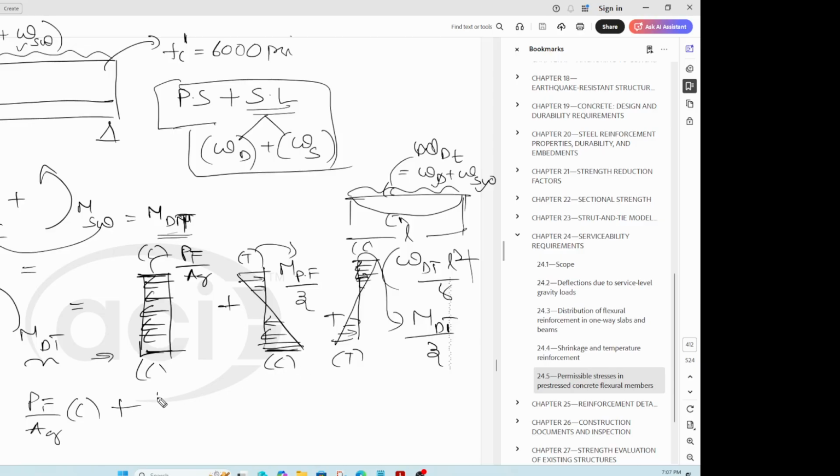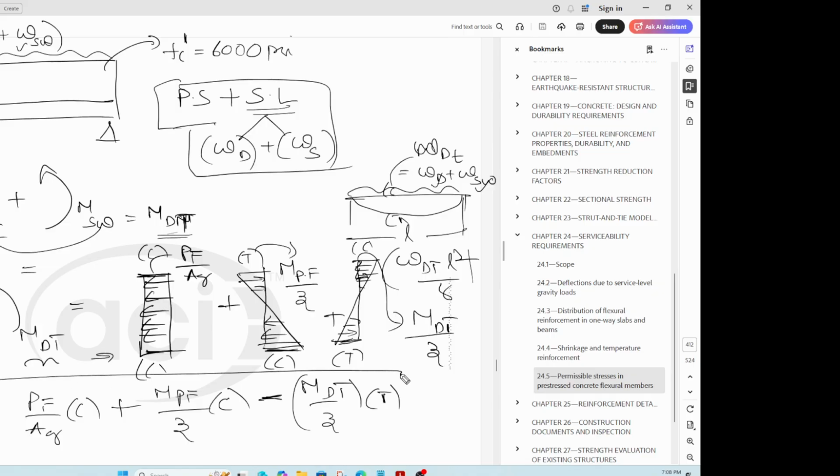Plus you add the stress due to your MPF by Z, which is also compression, and then this one is tension here. So you add your MDT, that moment, divided by the section modulus, that is your stress, and we put a minus because it is a tension. So you compute that quantity, and then I'll show you how, if this whole thing is compression, we need to pick up the compression limit of concrete subjected to service loads, especially due to permanent loads, meaning sustained loads and self weight.